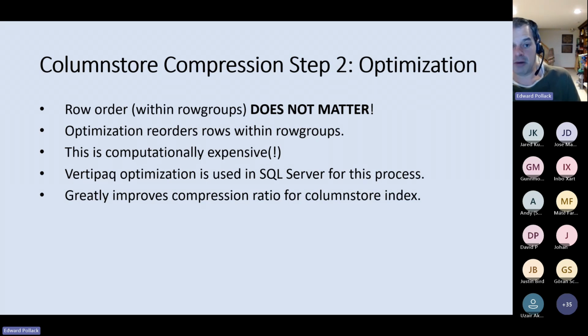This is expensive, though. This is an expensive process, so we don't do it all the time. We do it when we create row groups, and we compress them and create them. In SQL Server, VertiPaq optimization is used. In other algorithms, you'll see V-Order, Z-Order optimization, stuff like that, liquid clustering.